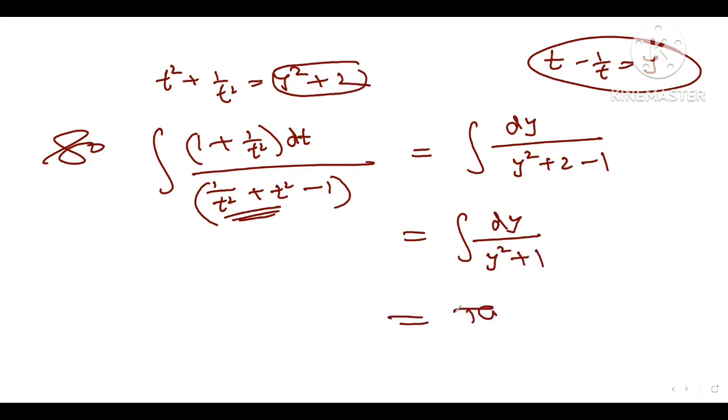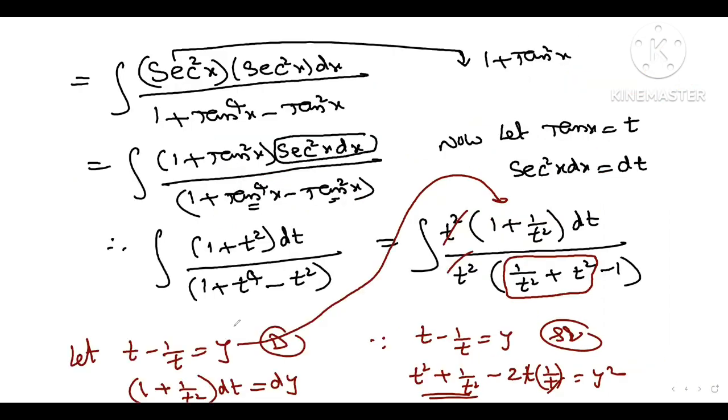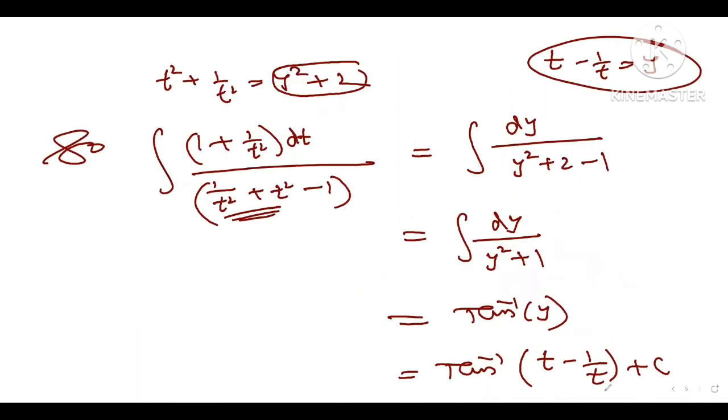Okay, we have the formula tan inverse of y. So tan inverse of, in place of y, we should write t minus 1 by t. What is the t here? T is what we have assumed, tan x. Therefore, the final answer is tan inverse of t minus 1 by t, with t as tan x. 1 by tan x is cot x. So the answer is tan x minus cot x plus c.